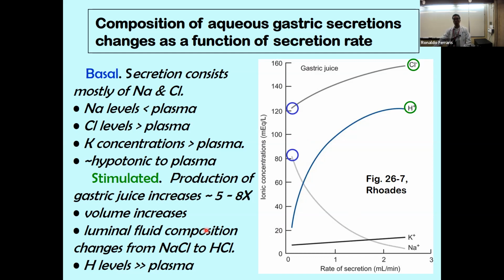Now instead of sodium chloride, when you are actively eating, then you have hydrochloric acid. And not only do you have hydrochloric acid, you also have a lot of this acid now in your gastric juice. And your proton secretion is much greater than plasma. So here, proton concentrations are much greater than plasma.